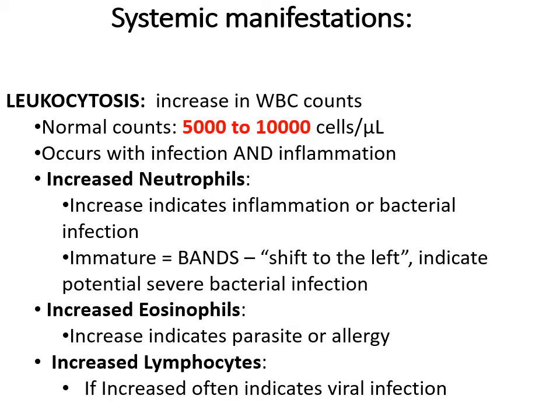Okay, increased eosinophils as a big part of the leukocytosis. Parasitic infections or allergies can cause that. Increased lymphocytes, which would be the second most common scenario on this slide. Increased neutrophils being the most common, in bacterial infections. Increased lymphocytes in the setting of an elevated white blood cell count often indicates a viral infection. So the lymphocytes go up quickly in viral infections.